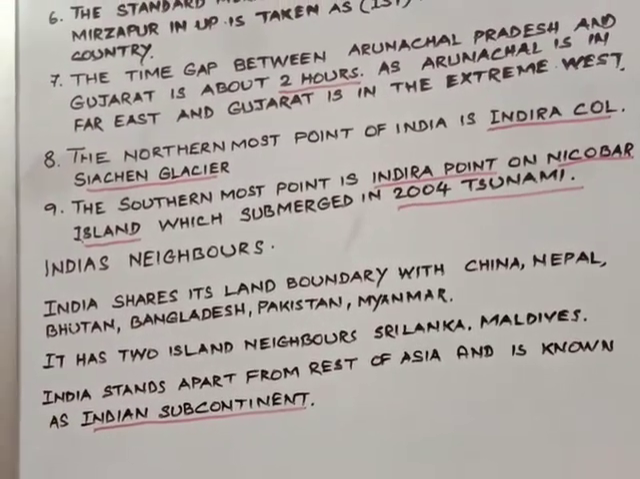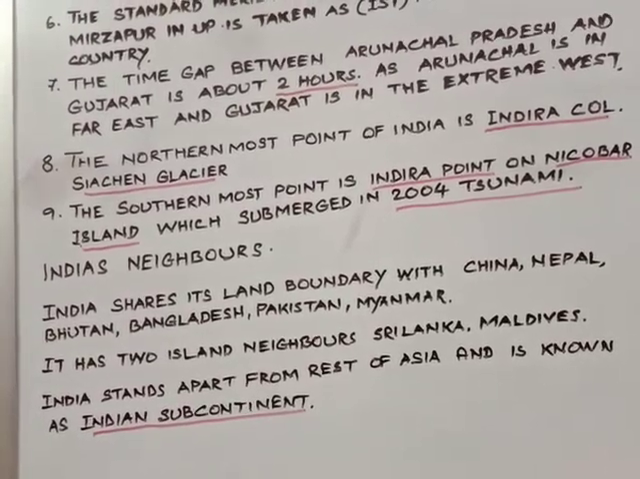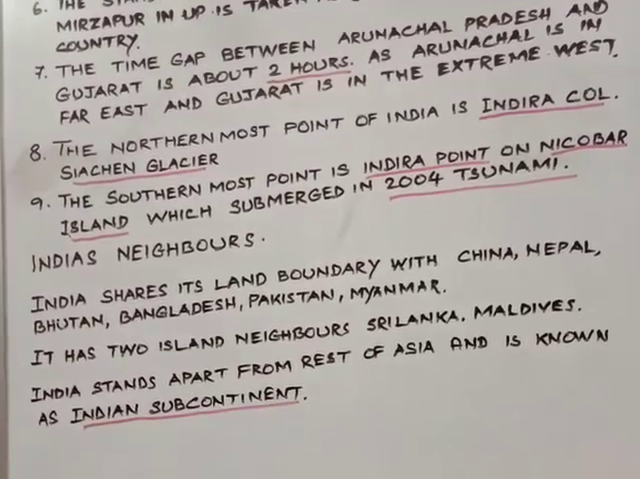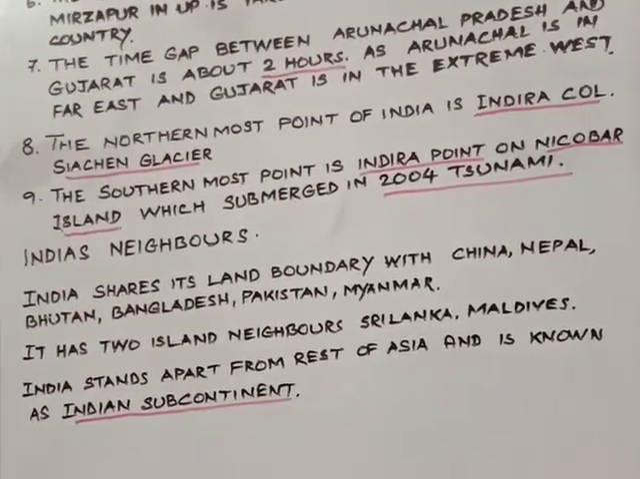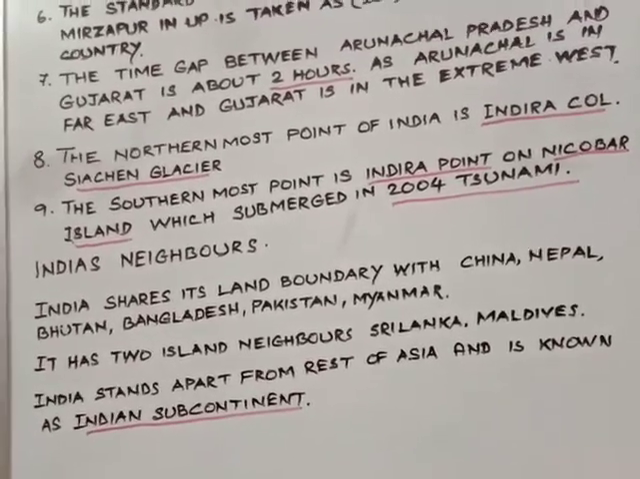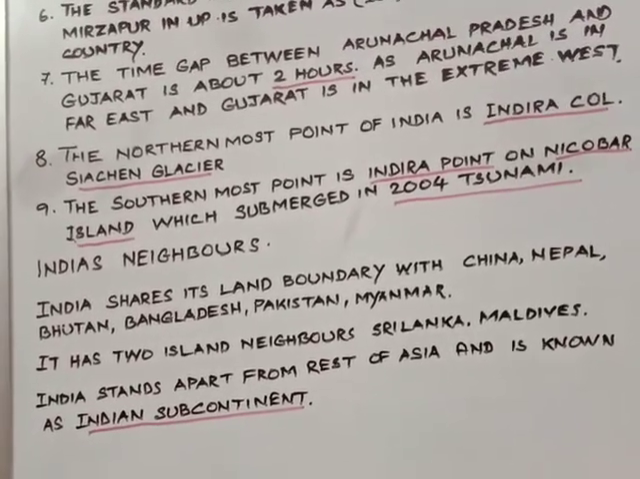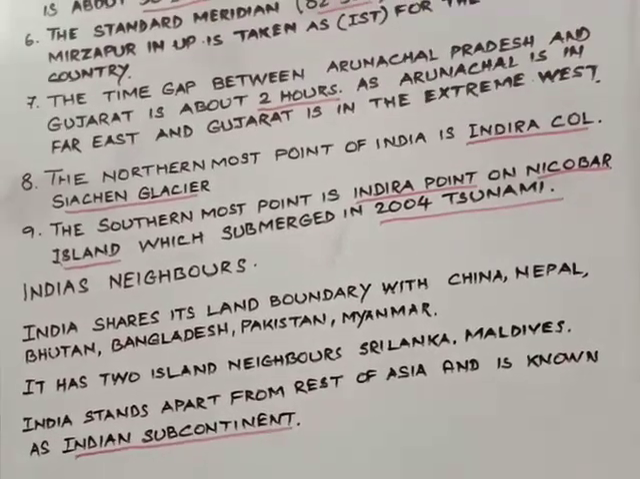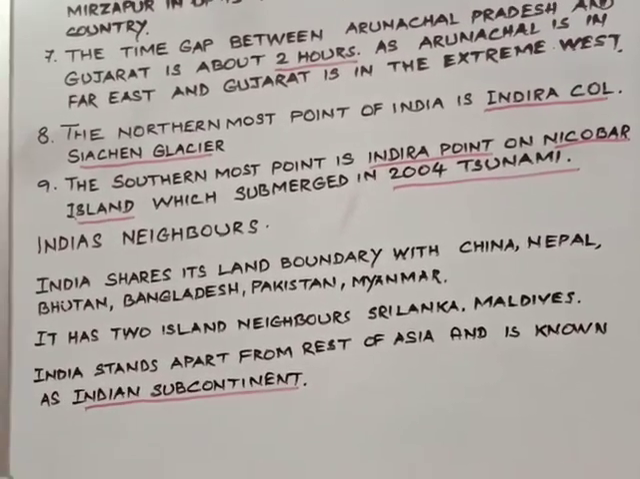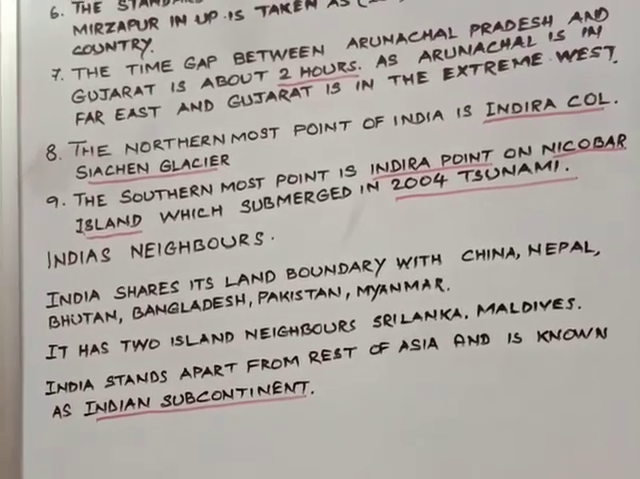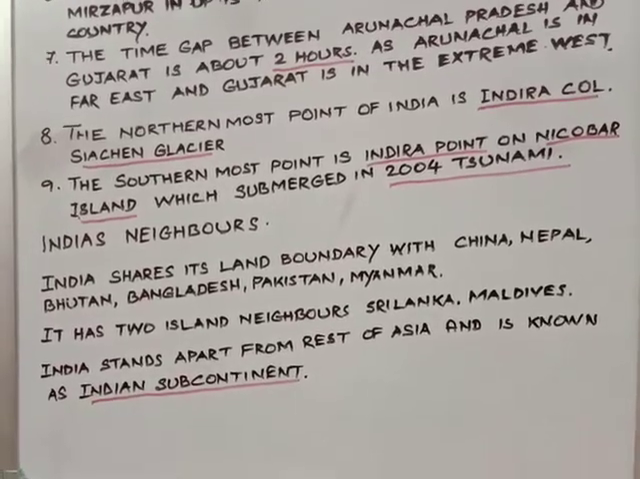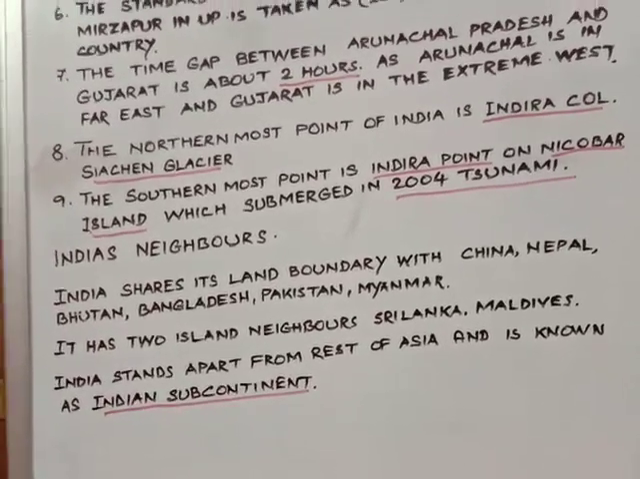And the last point is India stands apart from the rest of Asia and is known as the Indian subcontinent. Although India is a part of Asia, it has a boundary with Asia, and that is Himalaya. So it is in one way separated from the Asian mainland by this huge mountain range, and that's why it is called the Indian subcontinent.